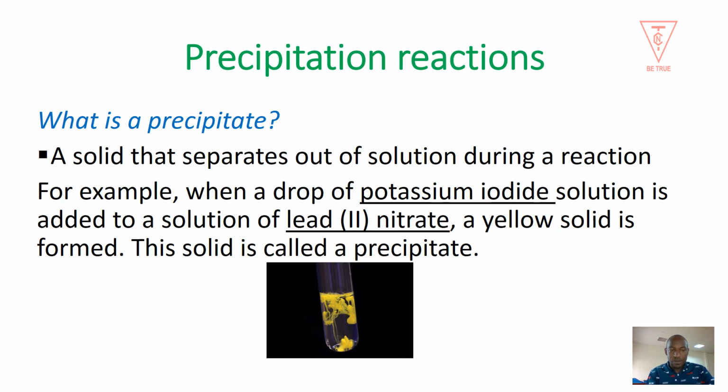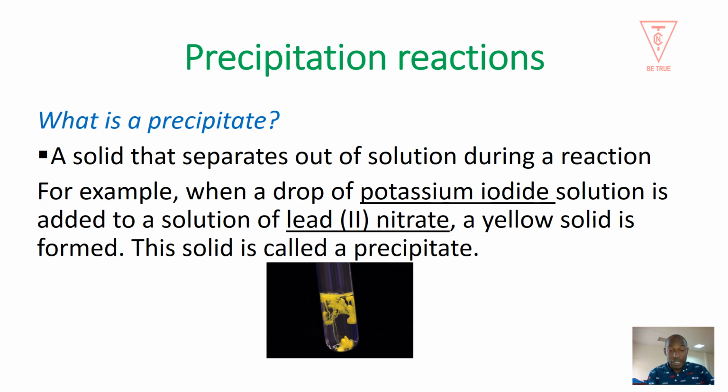What is a precipitate? A precipitate is a solid that forms in solution during a chemical reaction. For example, when a drop of potassium iodide solution is added to a solution of lead nitrate, a yellow solid is formed. Please note that lead nitrate solution is a colorless solution. Potassium iodide solution is a colorless solution. But when these two solutions are mixed, a yellow solid is formed. This solid is called a precipitate, as seen in that picture.